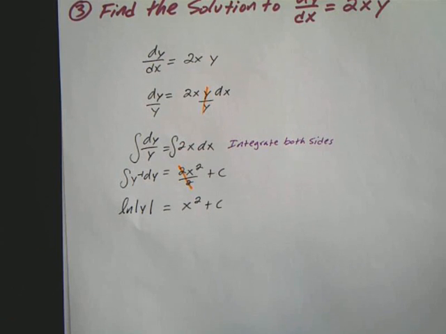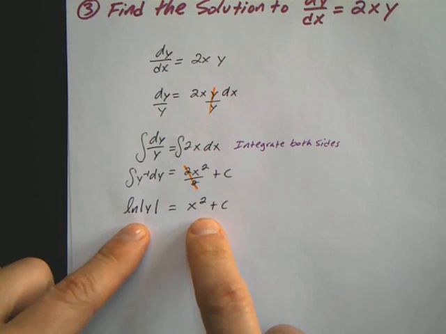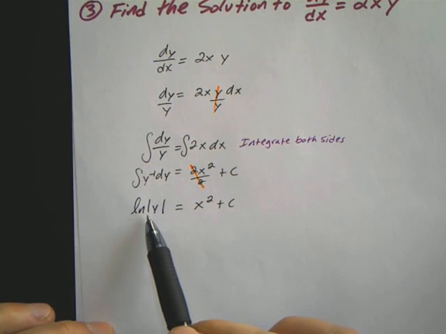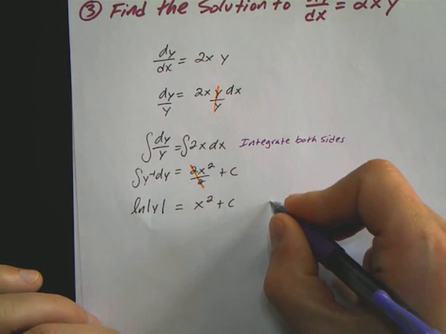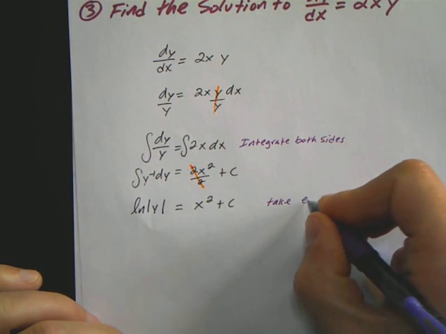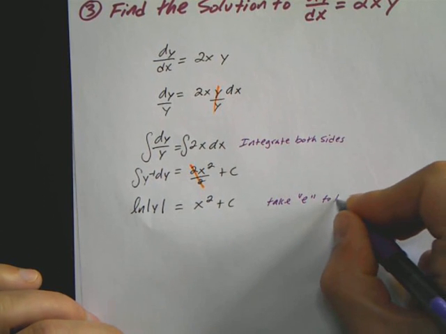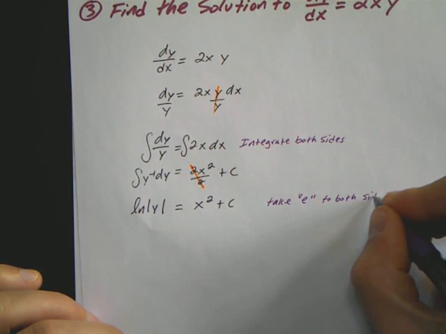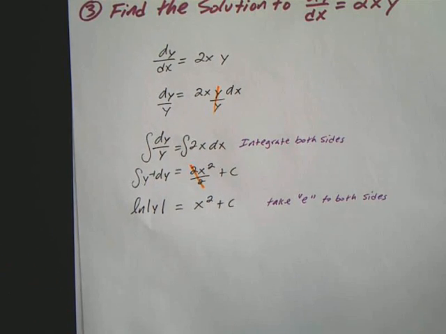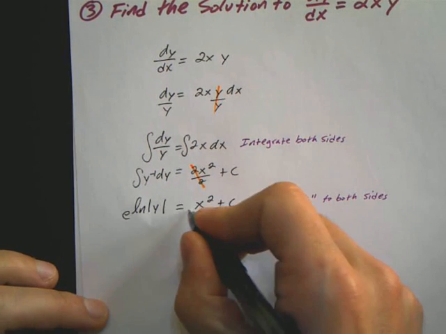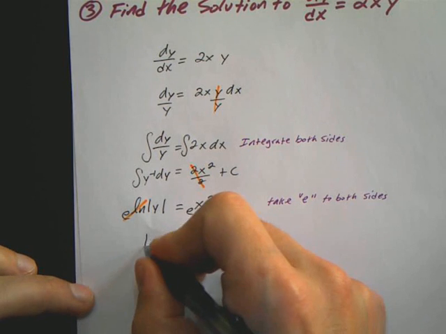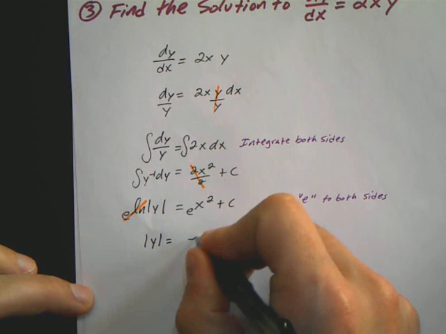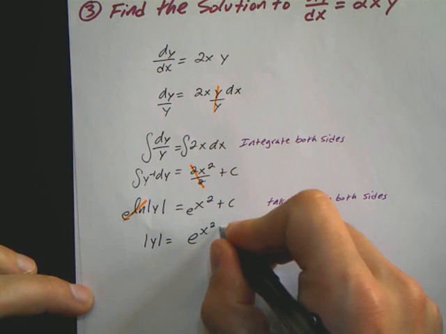Now, I can easily solve this for y by taking e to both sides. So the exponential cancels off over here, and I end up with the absolute value of y equal to e to the x squared plus c.